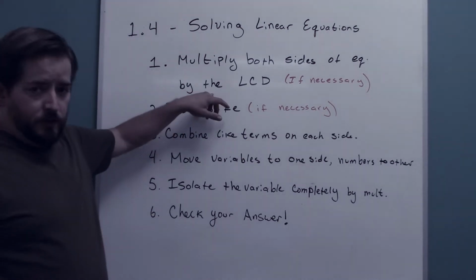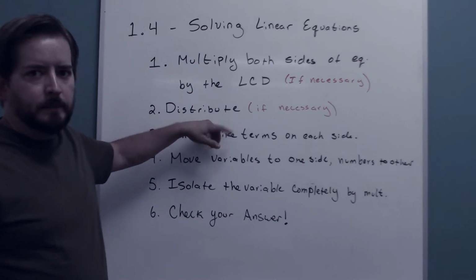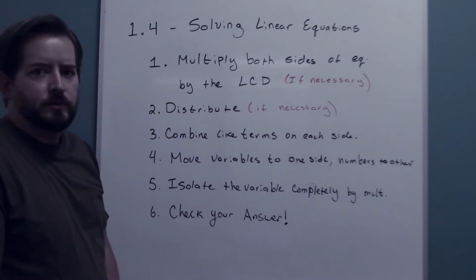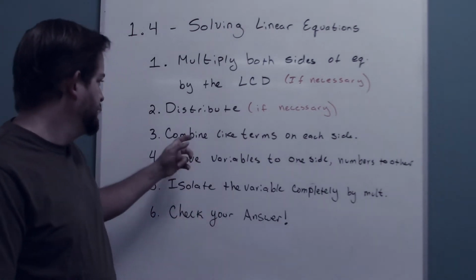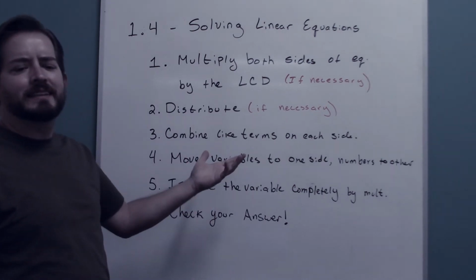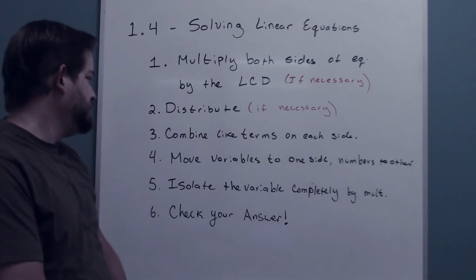Once you've done that, if you've done that, you move on and check to see if you need to distribute anything, right? Take your distribution through, and again, that's if necessary. If there's nothing to distribute, you don't need to do it, right? The next thing then would be to combine like terms on each side. Again, this is as necessary. If you don't have to, you don't have to, right?